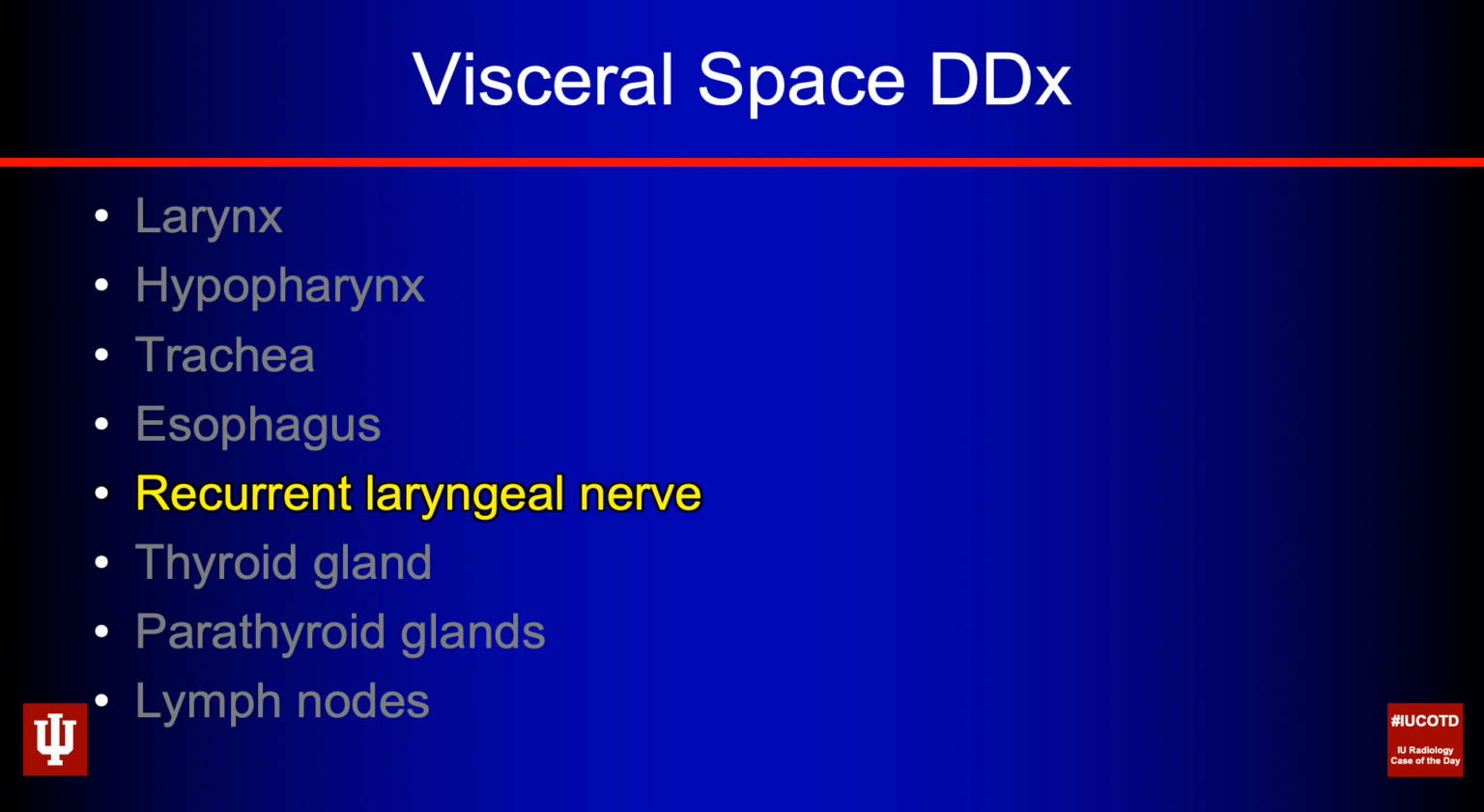The next important anatomic structure that lives in the visceral space is the recurrent laryngeal nerve. And this sort of warrants a little bit of a sidebar discussion.